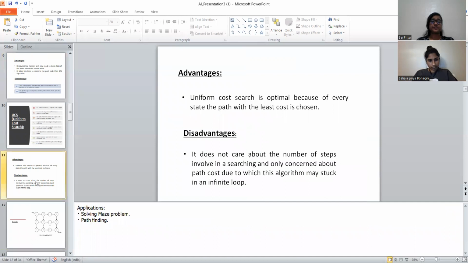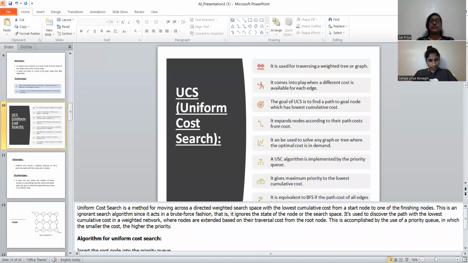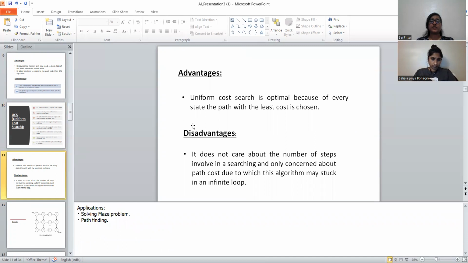And also uniform cost search. Uniform cost search is a weighted traversal search, and it expands the nodes according to their paths, costs and routes. For every node we calculate the cost using a priority queue. Coming to the advantages and disadvantages of uniform cost search: the advantage is that it chooses the least cost, and the disadvantage is that the algorithm can get stuck in an infinite loop, compared to DFS and BFS.